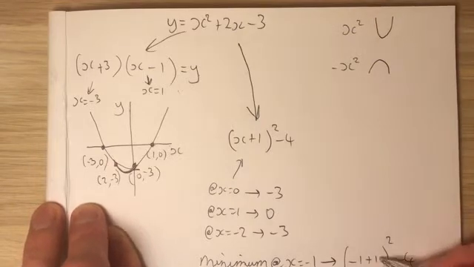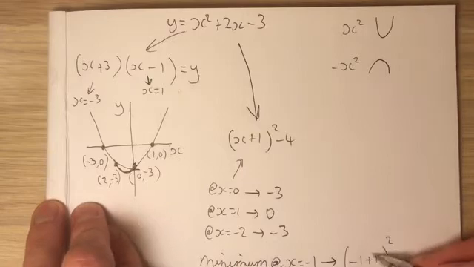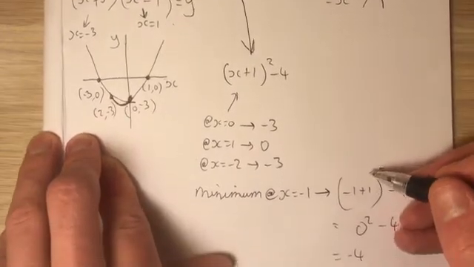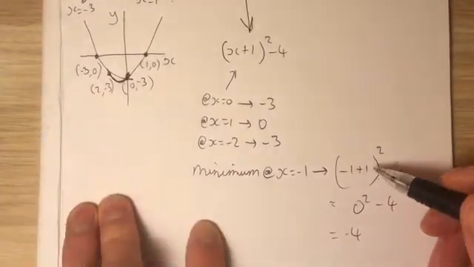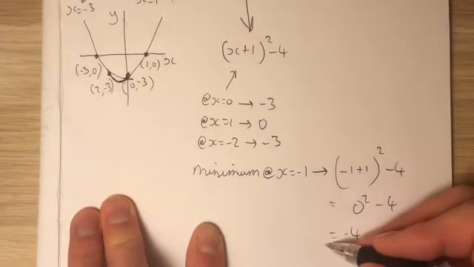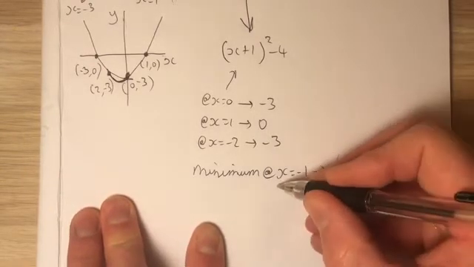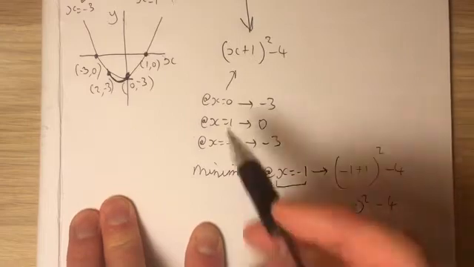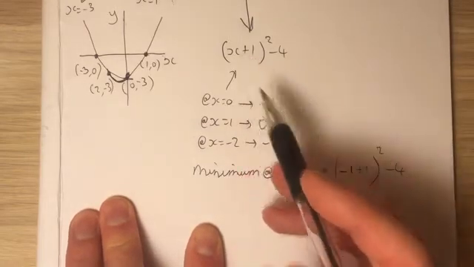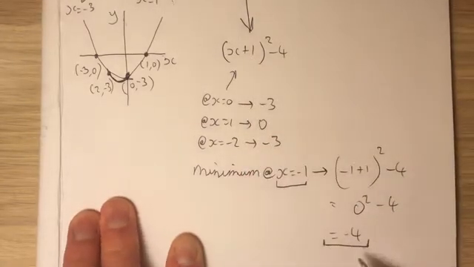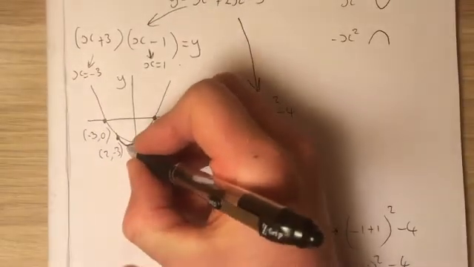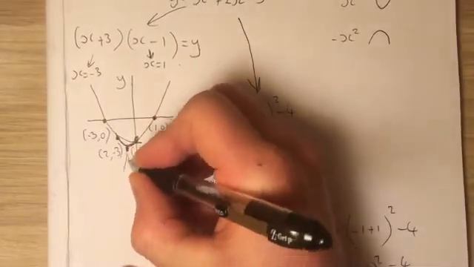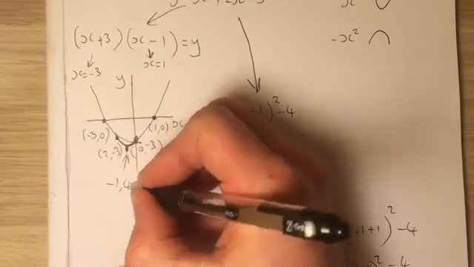But I can't ever get anything less than 0 squared, because whatever number in here, if it's not 0, then when I square it, I'm going to get a positive number and I'm going to get a bigger answer. So my minimum is going to happen here at x equals -1, which you can see straight away from there. Okay, and the answer is going to be -4. So here, I've got my minimum point. My minimum point is at -1, -4.